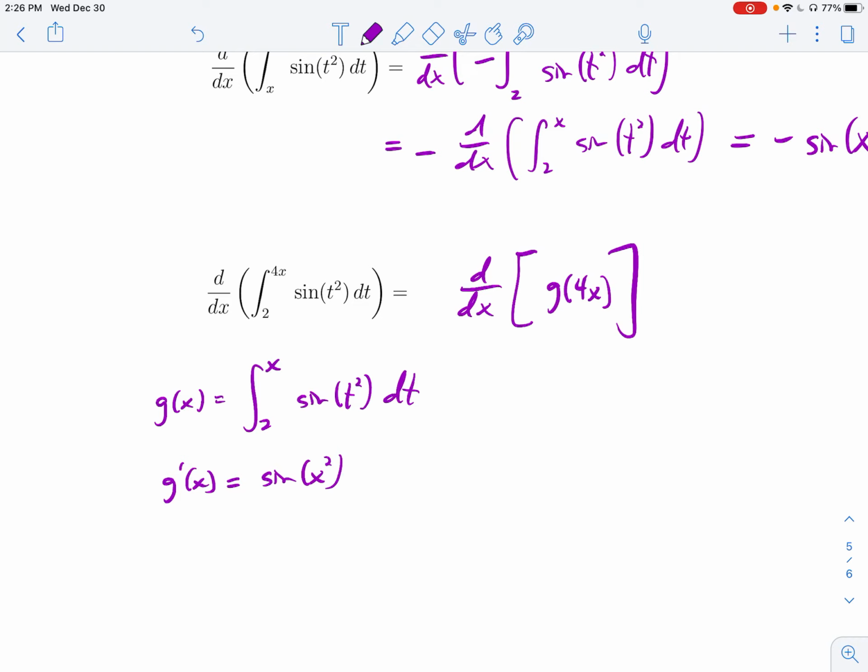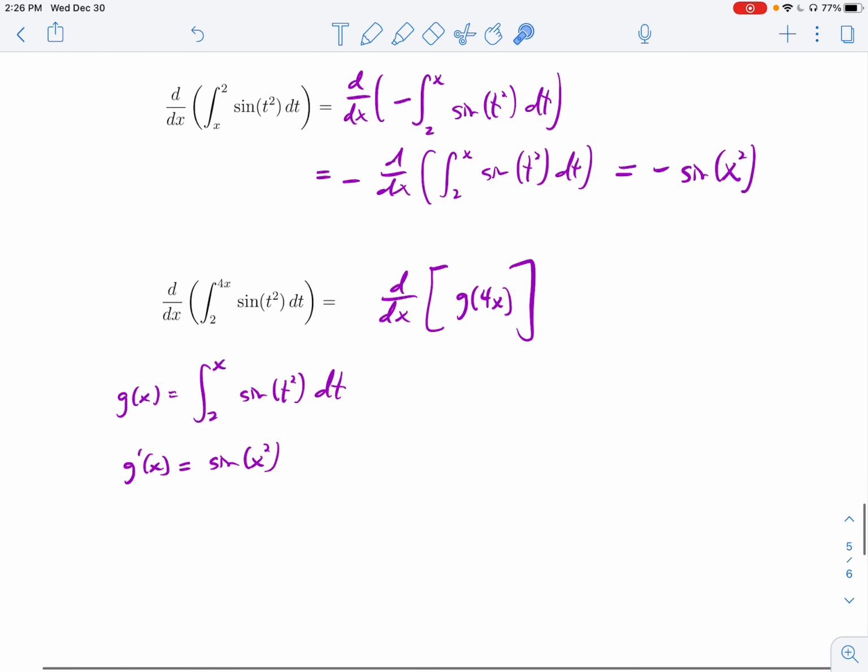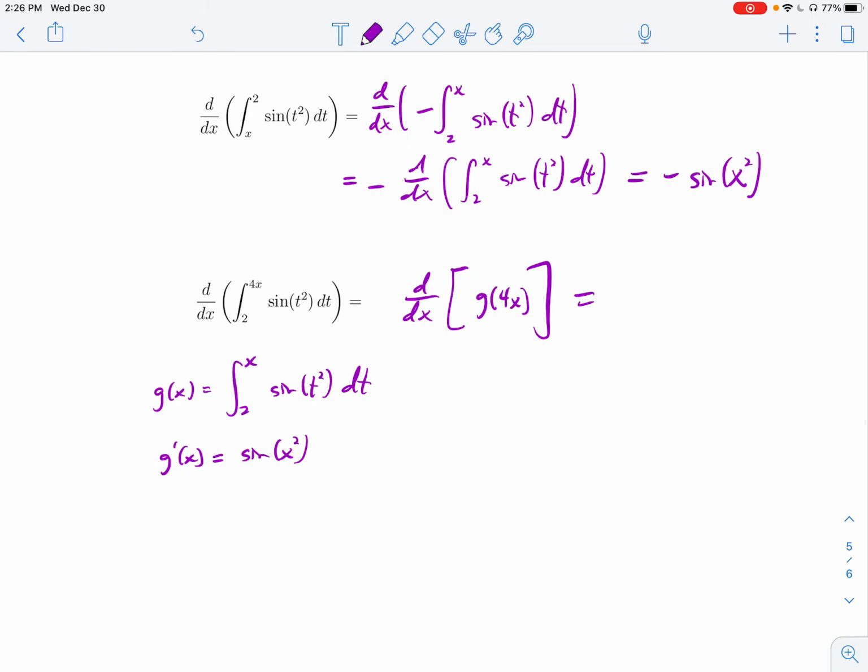The fundamental theorem of calculus in its simplest form is you're starting at a constant and ending at x. Here I'm starting at a constant and ending at 4x. This is now a chain rule problem. My outer function is called g, my inner function is 4x. So by the chain rule, outer derivative is g prime of 4x, inner derivative is 4.